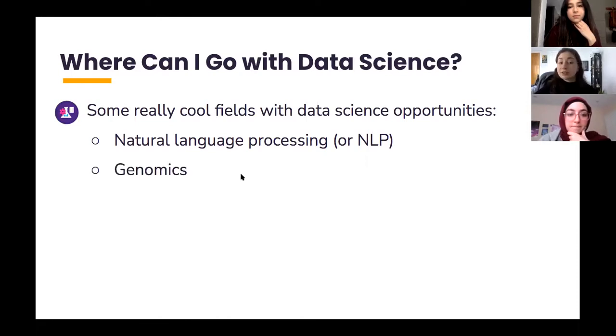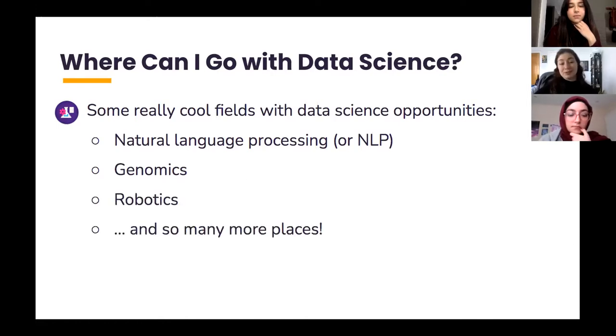Another super different application is in the field of genomics. Here, data science can help with isolating genetic markers of diseases, the study of evolution through genomic similarities, and even more traditional biology-related tasks, like figuring out how amino acid chains are properly folded into proteins.